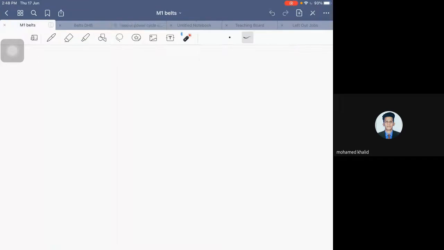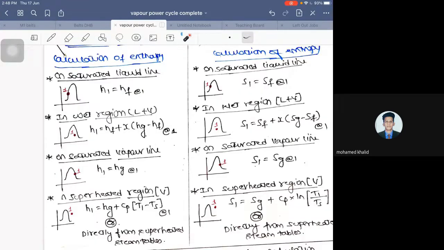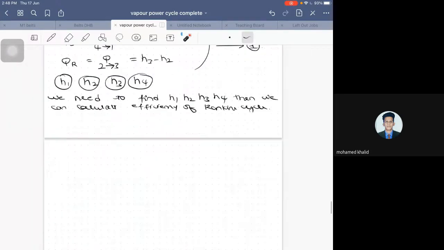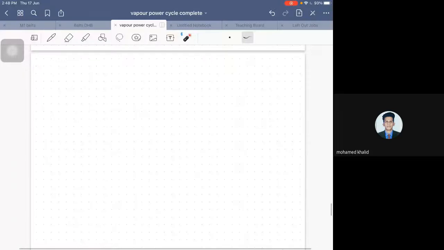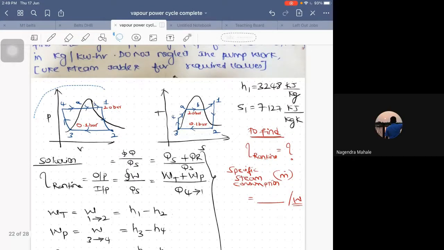So fine. We shall just try to calculate one by one neatly now. So H1 now. I guess H1 is in which region? Refer to state 1 and tell me which region it is in. Superheated region.